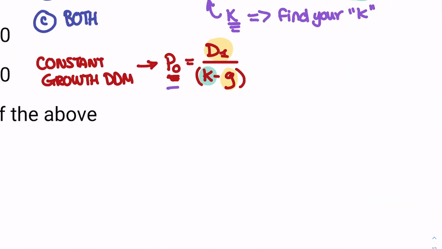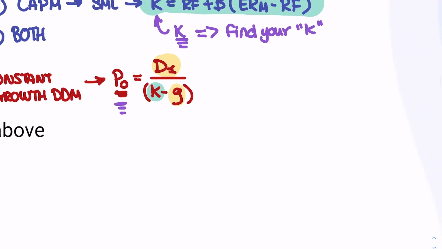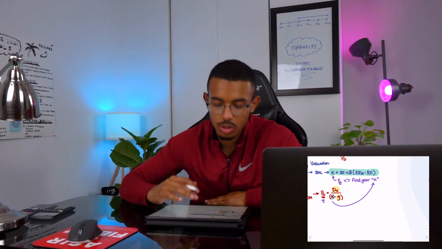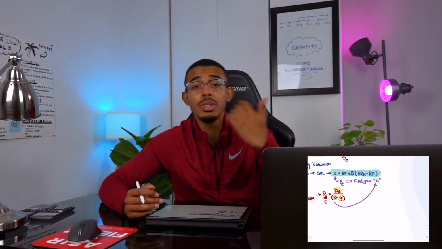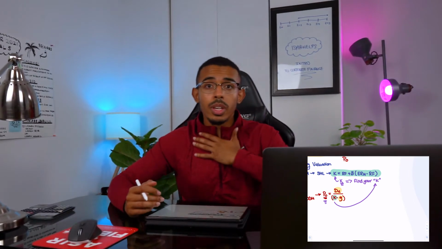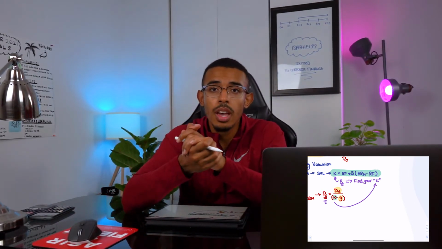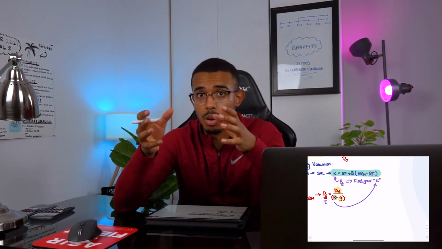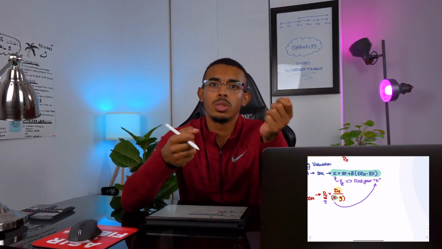And it just so happens that our constant growth DDM will help us find the price today. And in order to find the price today, we're going to need to look at our K. Well, luckily for us, we're able to compute our K from the SML. So let me say this one more time. Because we want to find the price today, especially in relation to the dividend price, we could use our constant growth DDM.